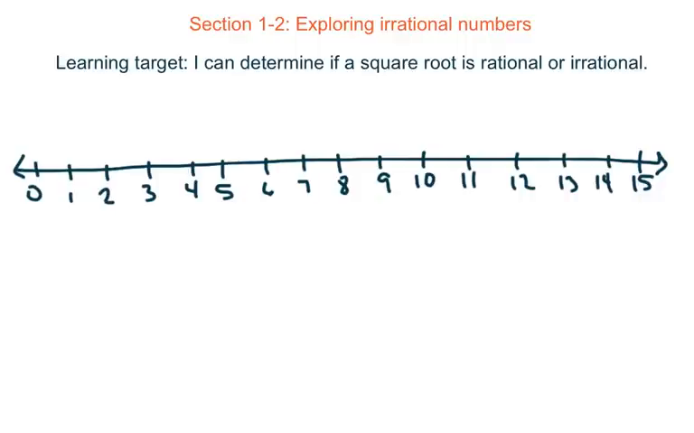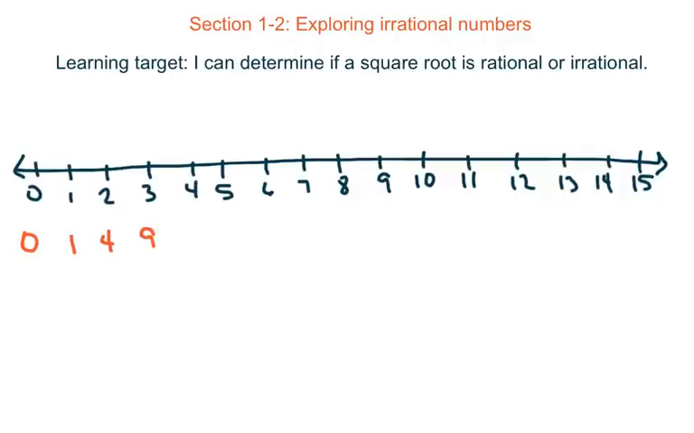Now, underneath each of these numbers, we are going to write what each number equals when we square it. So I'm going to do this in red. So 0 squared means 0 times 0, so that's 0. 1 squared means 1 times 1, which is 1. 2 squared means 2 times 2, which is 4. 3 squared equals 9.